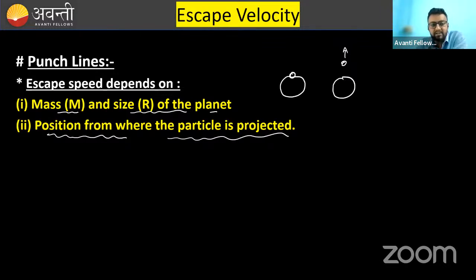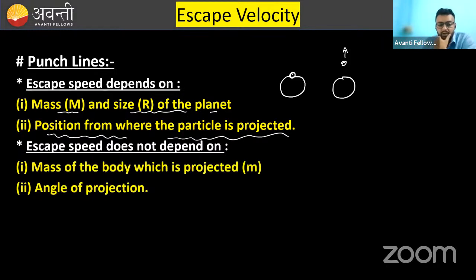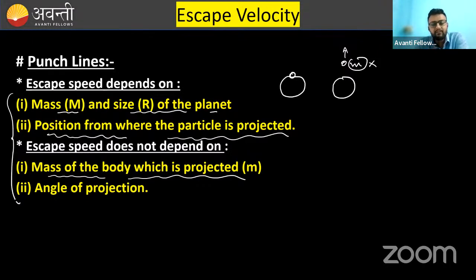And on what factors does it not depend? The next heading is: escape velocity does not depend on. Again, I have told you, the mass of the body which is projected. It does not depend on the mass of the body which is projected. This mass is independent. And the angle of projection. Whether I have thrown it at an angle of 30 degrees, 60 degrees, whatever may be the angle, the escape velocity will remain the same. It does not depend on the angle of projection. So these punchlines need to be remembered by you while dealing with escape velocity.